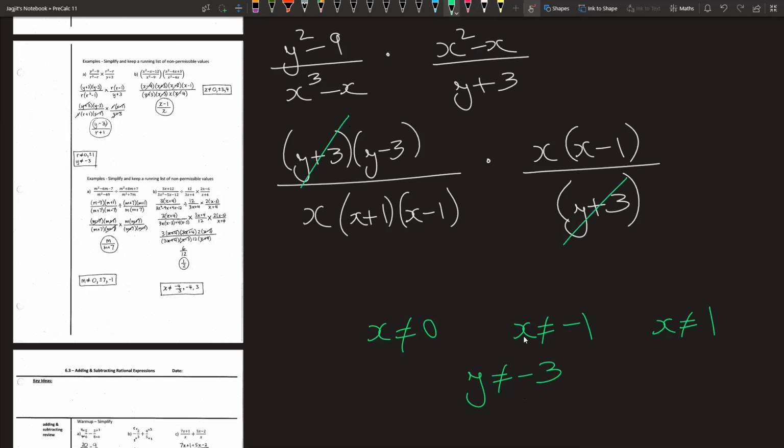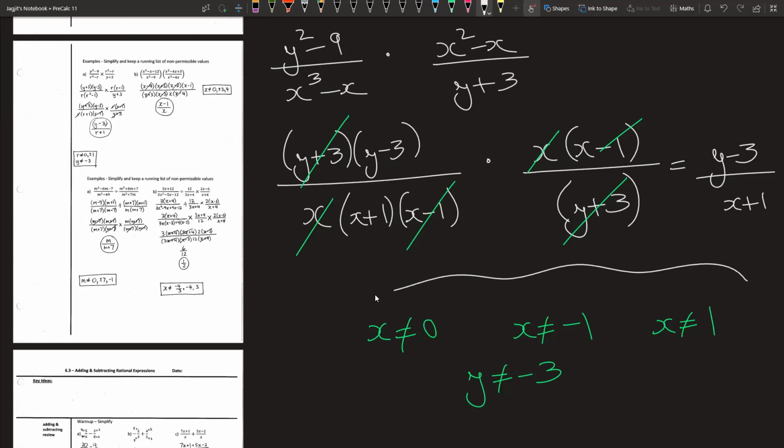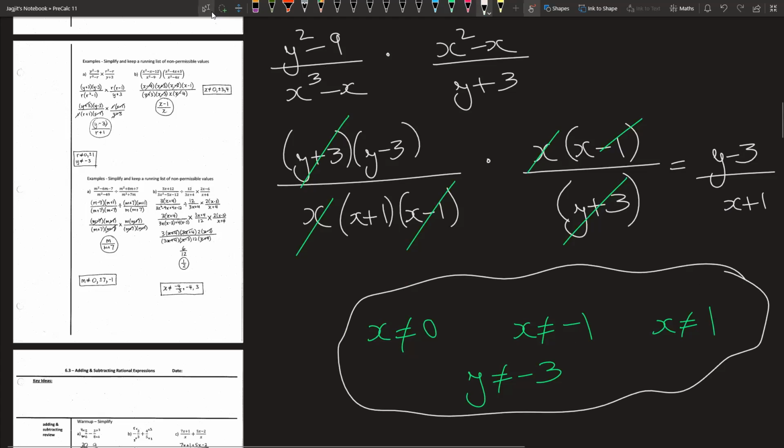Y plus 3 divided by y plus 3 cancels. X divided by x cancels. X minus 1 divided by x minus 1 cancels. And after canceling everything, my simplified version is y minus 3 at the top and x plus 1 at the bottom. And these right here are my non-permissible values. Do you guys understand this? Okay, so essentially what are we doing? We're factoring every term, we're writing the non-permissibles, and we're canceling as much as we can.